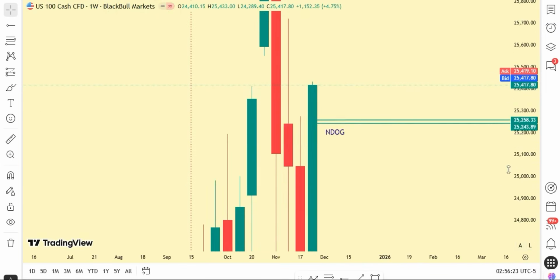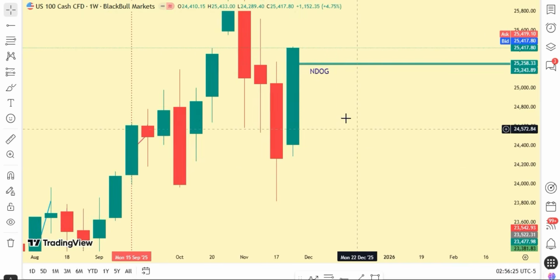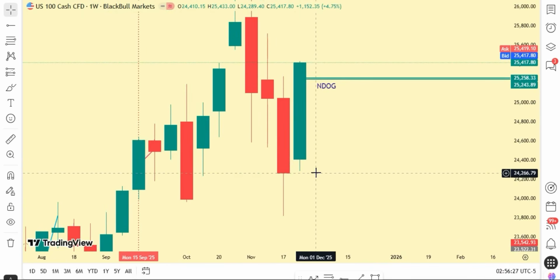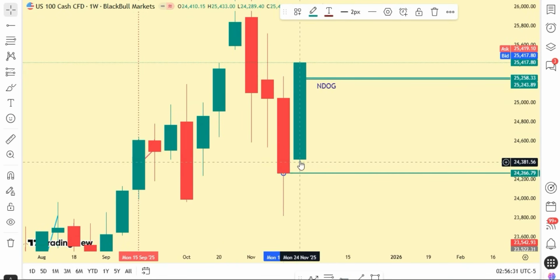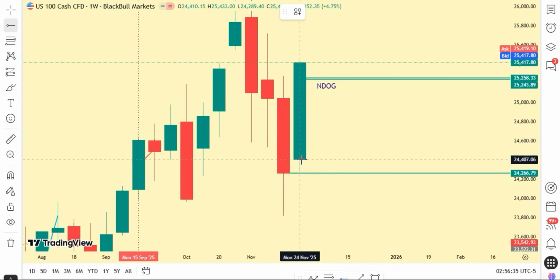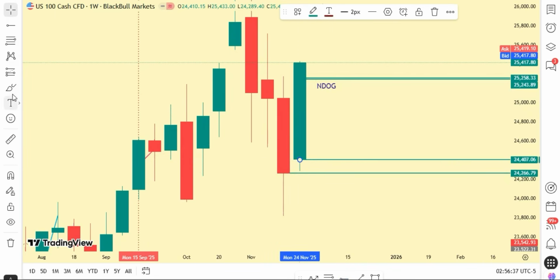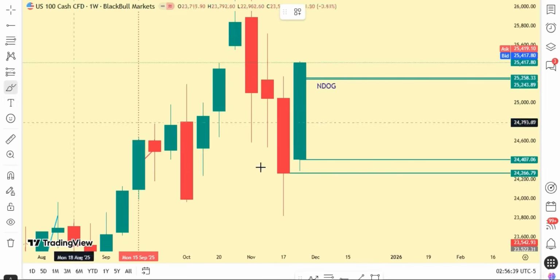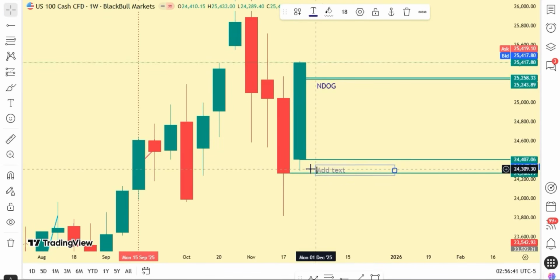Now, what is a new week opening gap, and what's the difference between that and a new day opening gap? The way you draw it is exactly the same, and it works the same way too. The only difference is when you draw it. To mark a new week opening gap, you need to go to the first day of the week, which is Monday, and that's where you draw your NWOG. You can even use the weekly time frame if you want.